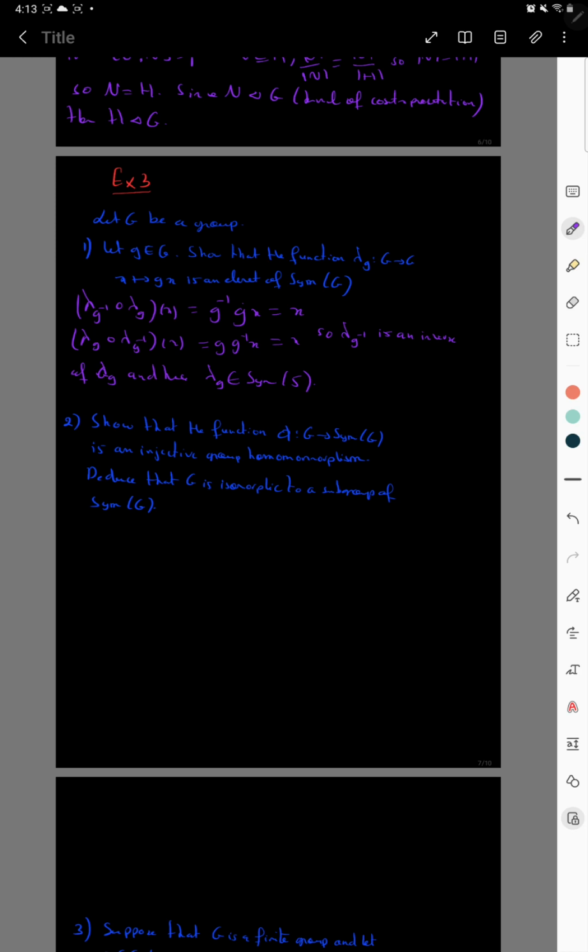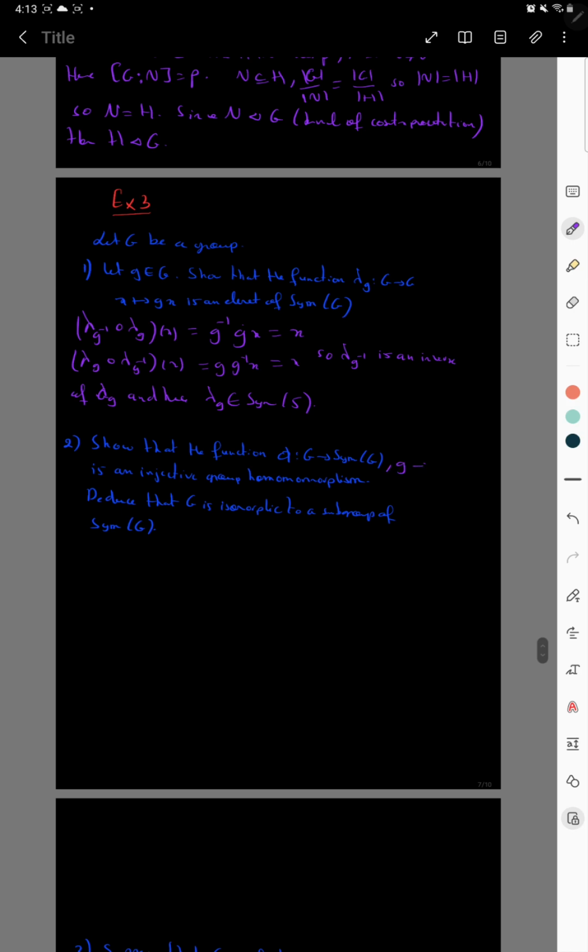Great. Now show that the function from G to Sym(G) that sends little g to lambda_g is a group homomorphism. Yeah, I forgot this. It's an injective group homomorphism, and deduce that G is isomorphic to a subgroup of Sym(G). This is Cayley's theorem, really. We've done this in class, but I've put it again in the homework.